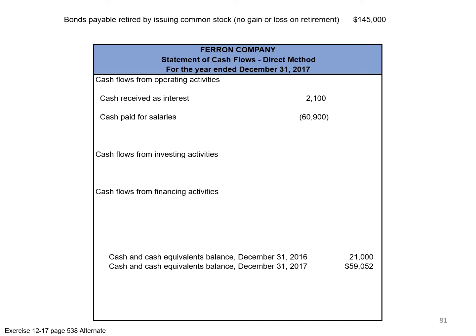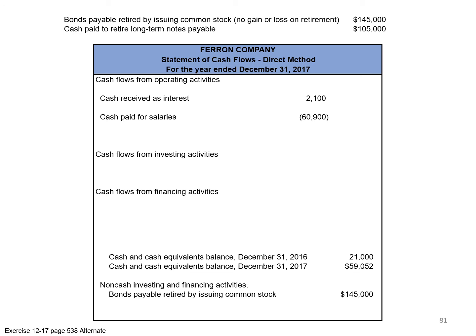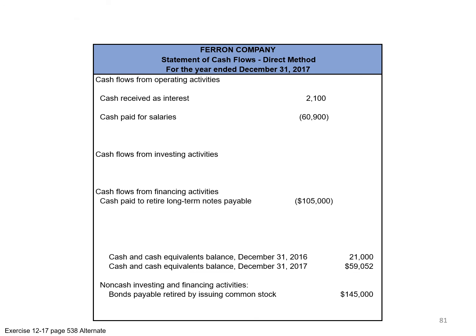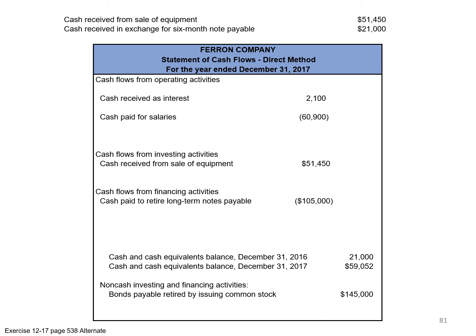Bonds payable retired by issuing common stock. I don't see anything cash related in that, right? Put it at the bottom, under non-cash. Cash paid to retire long-term notes payable. That's a financing activity. Cash received from sale of equipment. That's an investing activity, right?